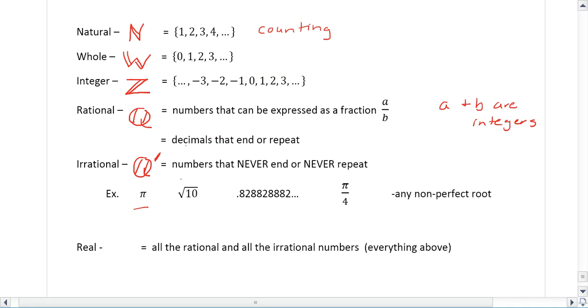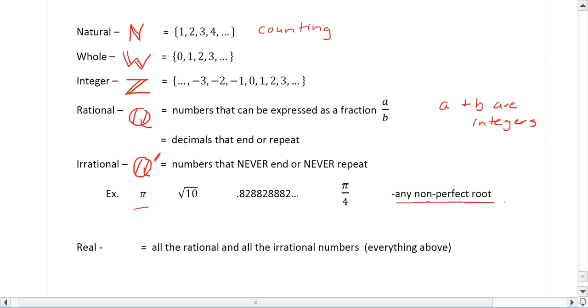The square root of 10. If you punch this on your calculator, it sort of looks like it does end because your calculator stops, rounds off, and just displays it as far as it can for the width of its screen. But really, any non-perfect root does not end and does not repeat.